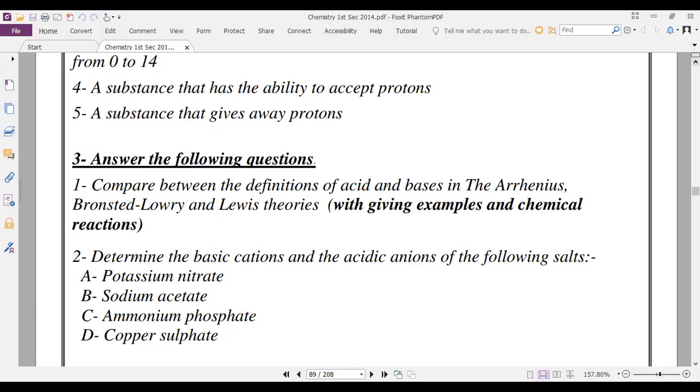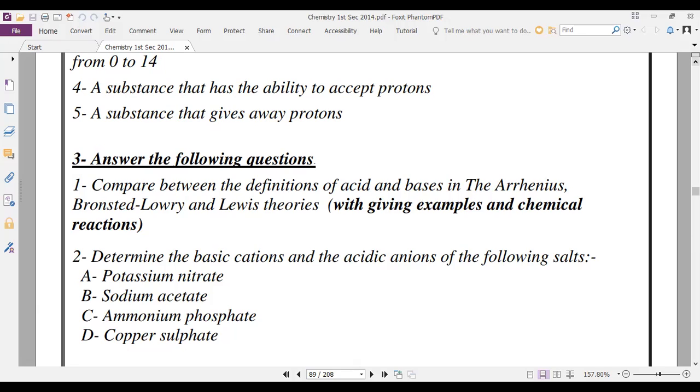Question number 2. Okay. Determine the basic cations and the acidic anions of the following salts. Potassium nitrate. Okay. What is the formula of potassium nitrate? Potassium nitrate, KNO3. So the acidic anion will be what? The acidic anion is NO3 negative. Right. And the basic cation? Potassium.